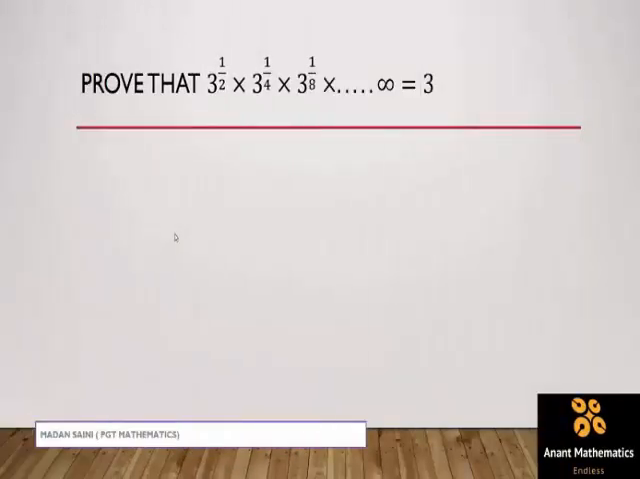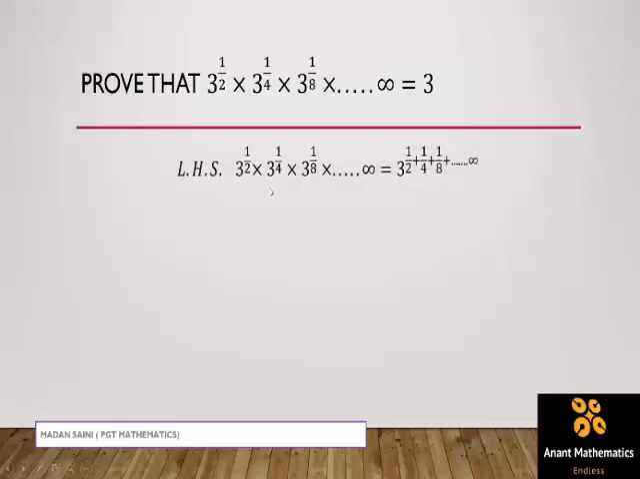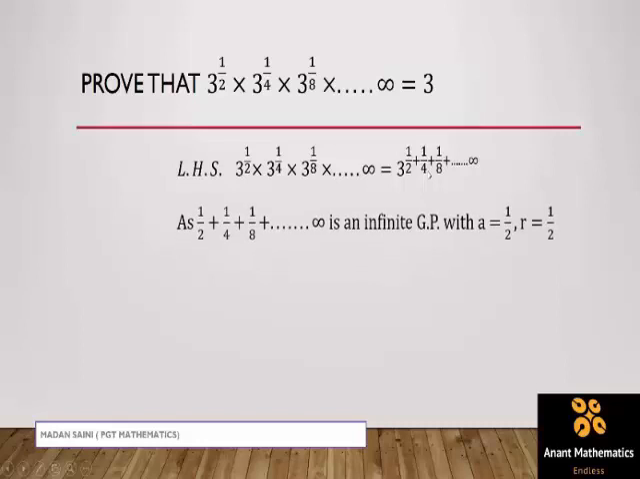The next question: we have to prove that 3 raised to the power half into 3 raised to the power 1 by 4 into 3 raised to the power 1 by 8 till infinity is equal to 3. So we are going to start with the left hand side of this expression, and we already know if bases are same, then we can add the indices. Adding indices, we have 3 raised to the power half plus 1 by 4 plus 1 by 8 and so on. Here you can see this is nothing but an infinite GP with the first term half and the common ratio also half, and the modulus value of R is less than 1, so we are able to apply the formula in the power of 3.